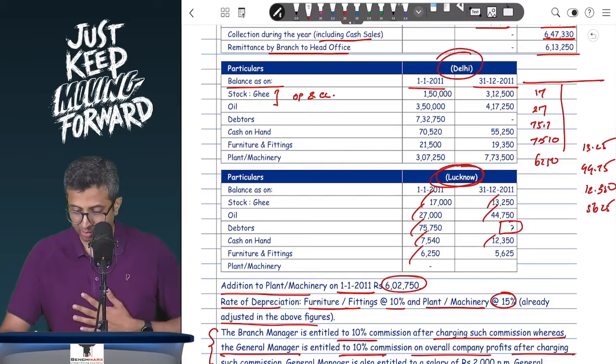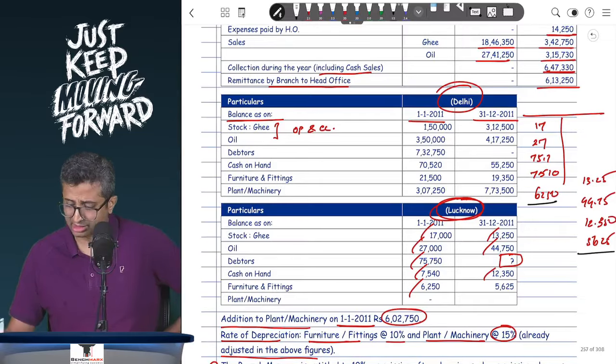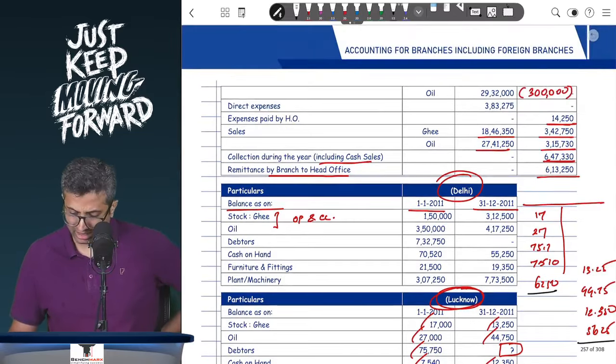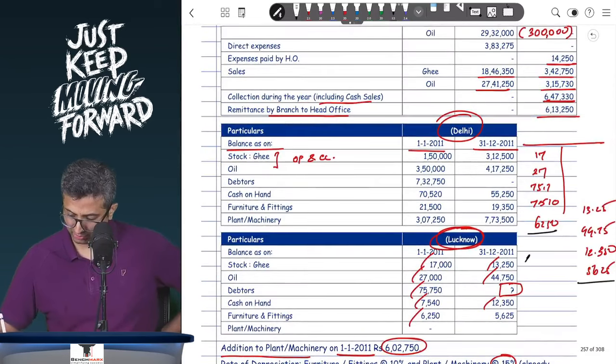that there is some goods sent to the branch. So when I calculate the goods sent to, this is your total opening balances, debtors is still remaining. Goods sent to the branch would be, I believe, 2,70,000 and 3,30,000 or 3 lakhs for oil and ghee.